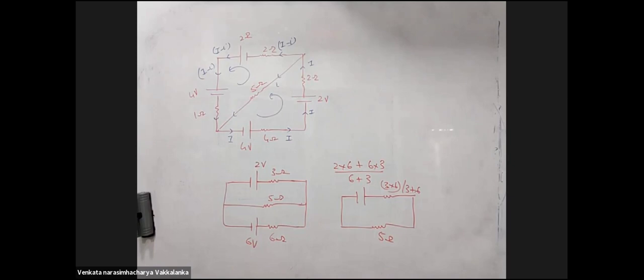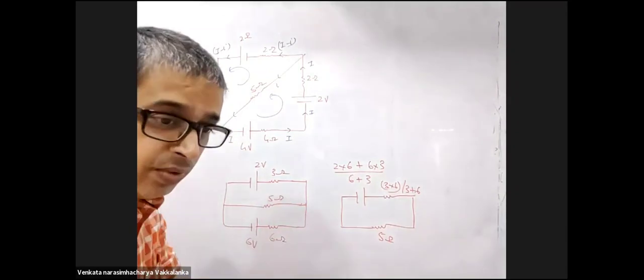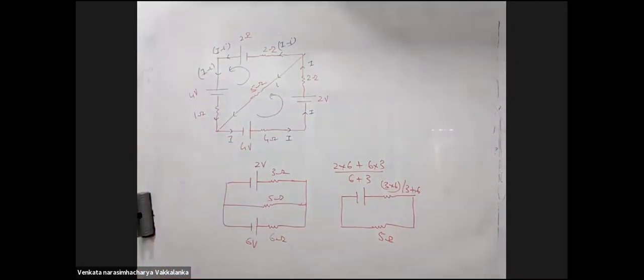So this is also there in JEE syllabus. Yeah, this E1 R2 plus E2 R1 upon R1 plus R2 is JEE syllabus, combination of cells. Okay, sir.